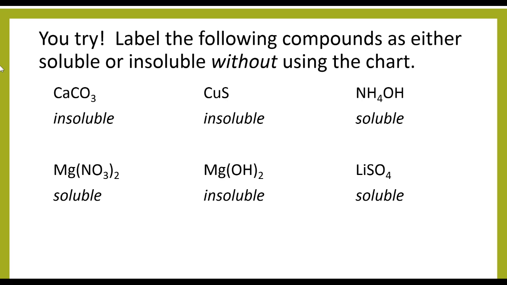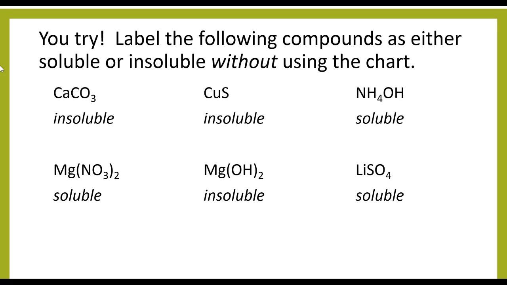The next one, magnesium nitrate. Again, nitrate from Rule 1, so soluble. Then magnesium hydroxide. Okay, magnesium's not on list 1, Rule 1. Hydroxide, though, is on list 2, so that's going to be insoluble. And then finally, lithium sulfate. Well, lithium's an alkali metal, so that's also going to be soluble. Okay, if you have questions on this, circle them, and we'll talk about it in class. Now, that's just a general rule of thumb.